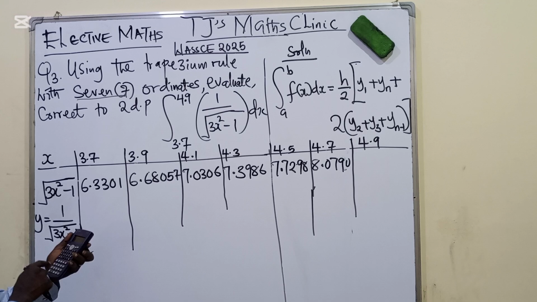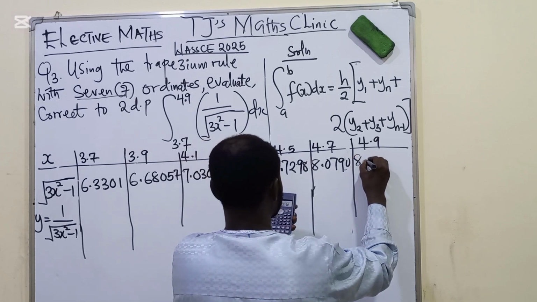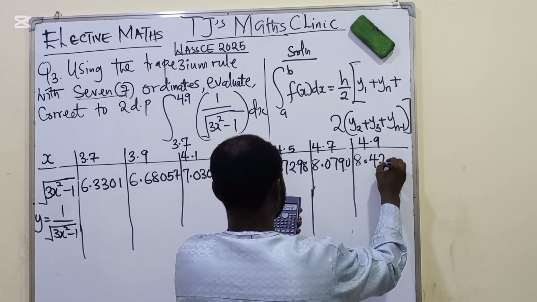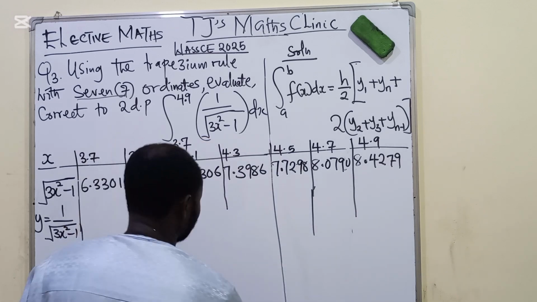That will be 4.9 squared multiplied by 3. Remove 1. Let's do it again. 4.9 squared multiplied by 3, we remove 1, that will be 71.03. Square root of 71.03 will be 8.4279. Very important.